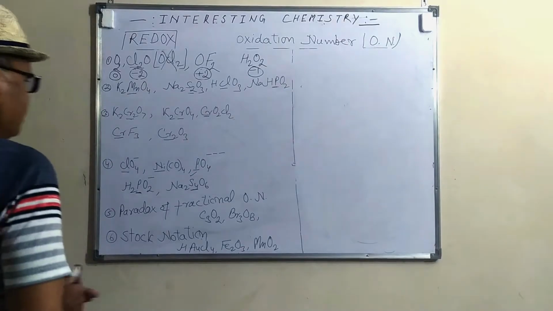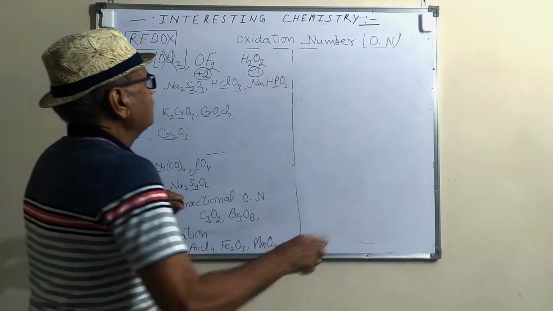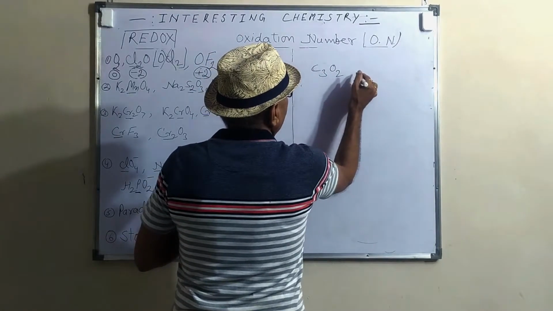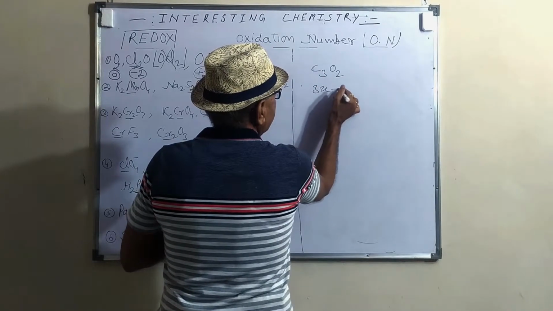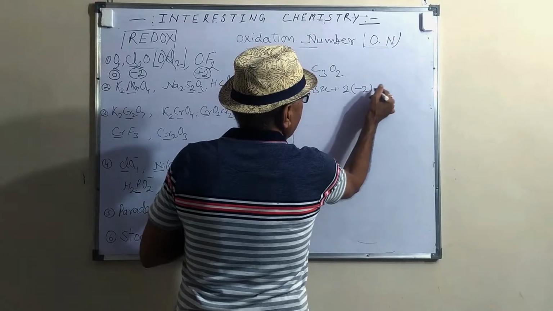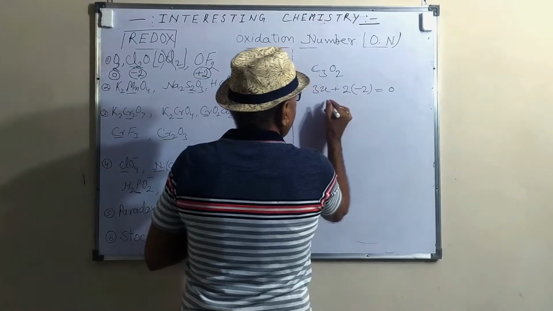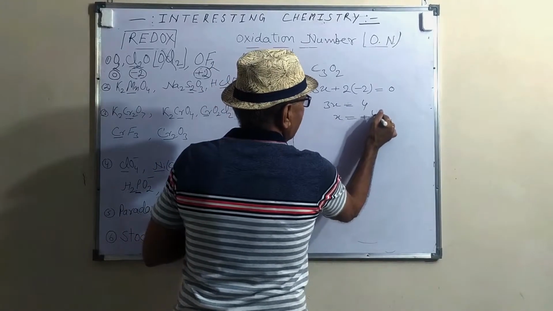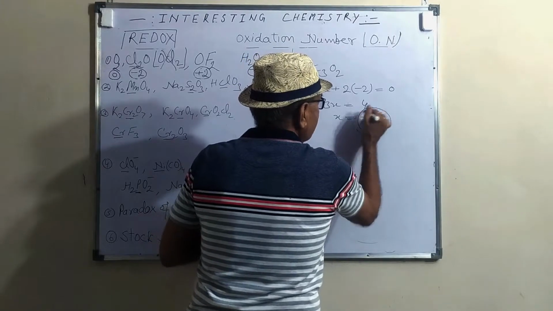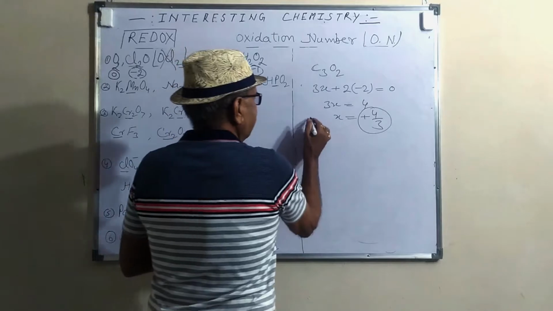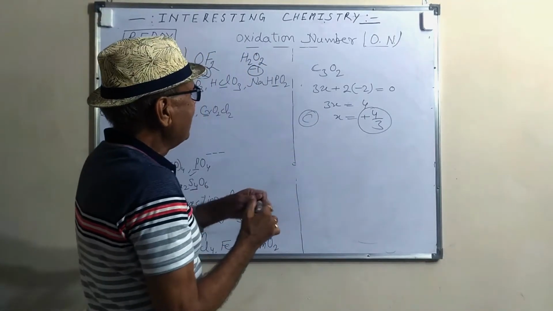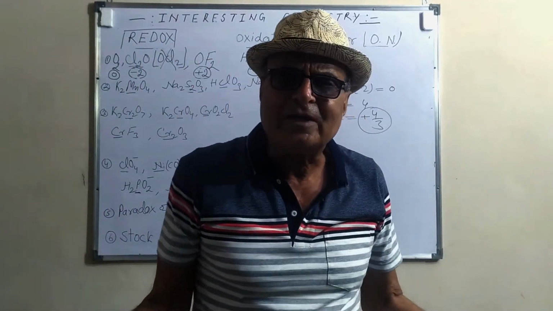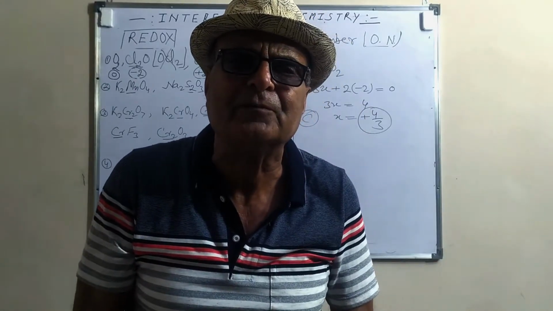The name of this compound is carbon suboxide. Here this is C3O2. Now here 3x plus 2 into minus 2 is equal to 0, and 3x is equal to 4, and x is equal to plus 4 by 3. So the oxidation number of carbon in this compound, carbon suboxide, is 4 by 3. It is also a fractional oxidation number.